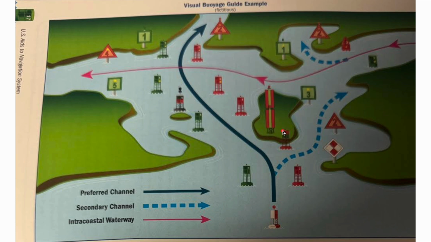As you see, we have red, green, red. So this is saying there's another channel going this way. You can take it if you want, but the better preferred channel is to go this direction. And in that situation, you're going to treat this as the red buoys that are all going up this way. If, for example, I wanted to go this direction, I would treat it as a can. So I would keep it to my port side, but if I want to go this way, I want to keep it to my starboard side. It's all about the color of that top band.